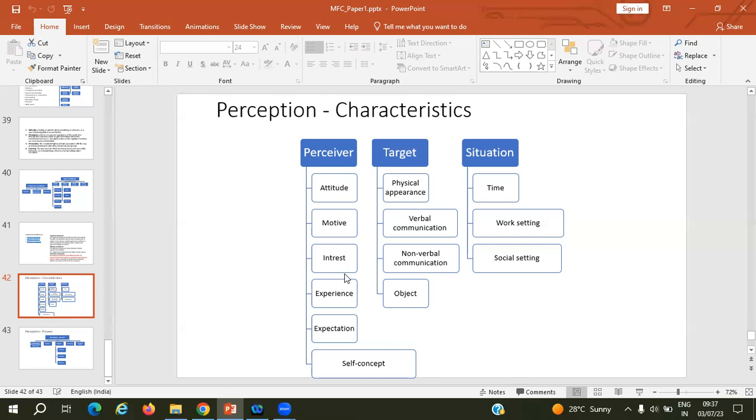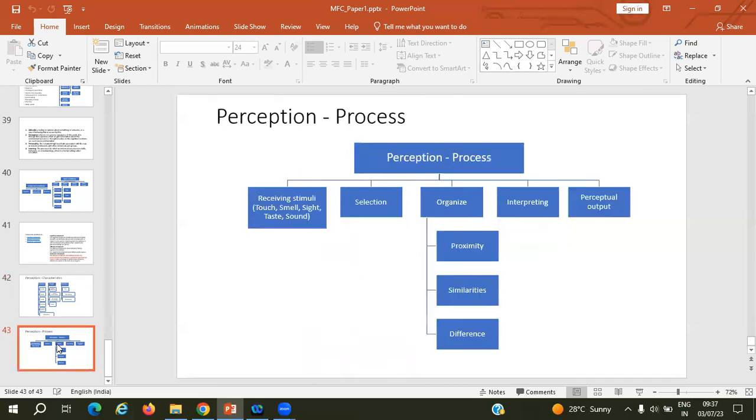Attitude, motive, interest, experience, expectation, self-concept. Then in target, the appearance, the communication, the objects. In situation, time, work setting, social setting. These are the different characteristics of perception. So one can elaborate and write your answers on this. The next thing we will read is the process behind perception.